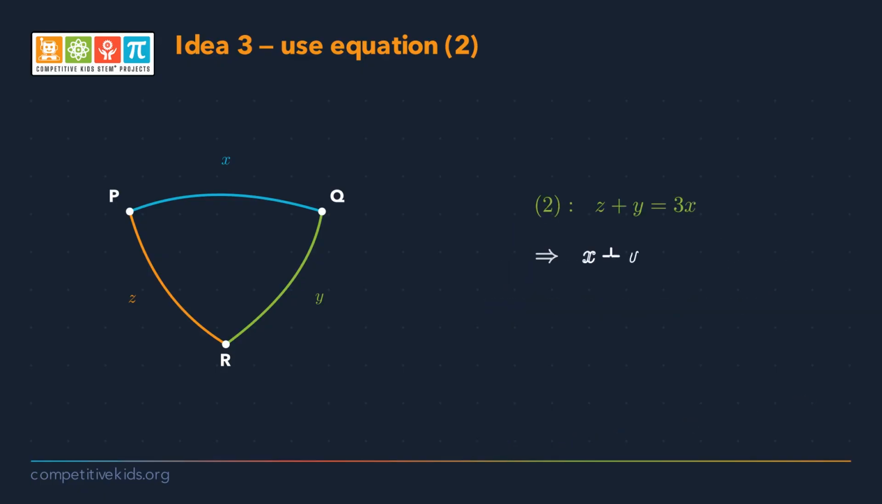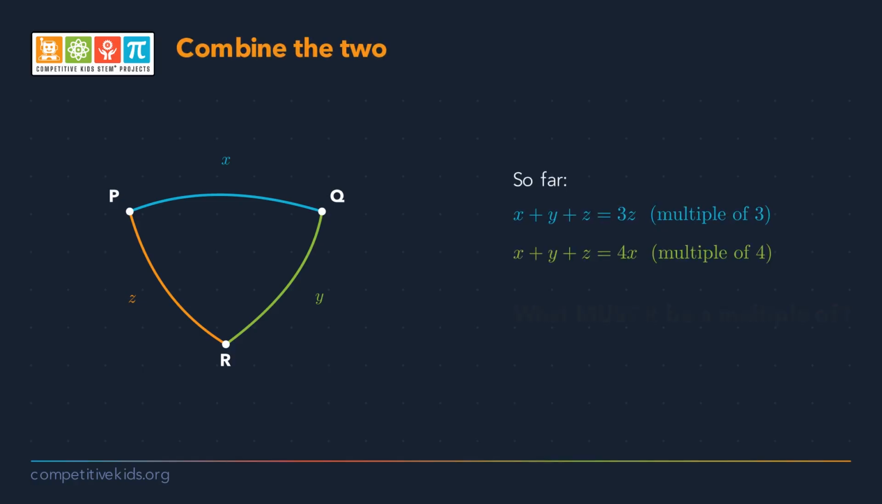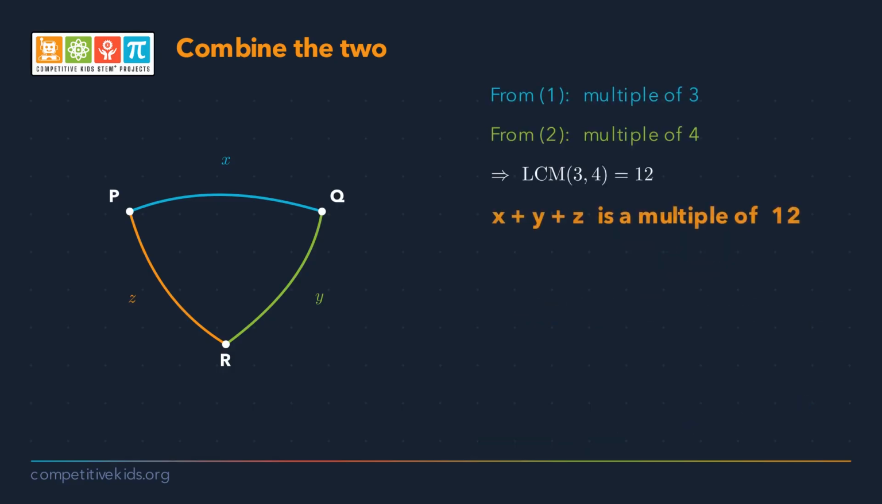Add x to both sides. Z plus y plus x. That's the loop. Equals 4x. Since x is a whole number, the loop must also be a multiple of 4. So now we know the loop is a multiple of 3 and a multiple of 4. What number must it be a multiple of? Since 3 and 4 share no common factor, anything divisible by both must be divisible by their product, 12. So the loop is a multiple of 12.